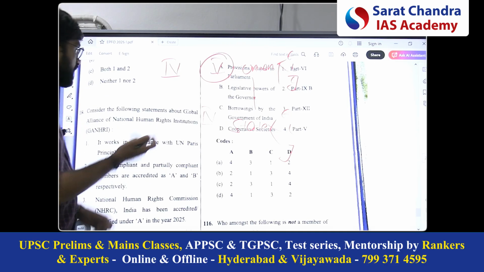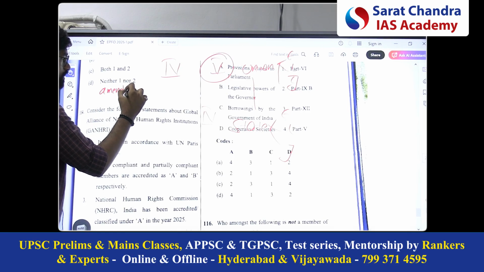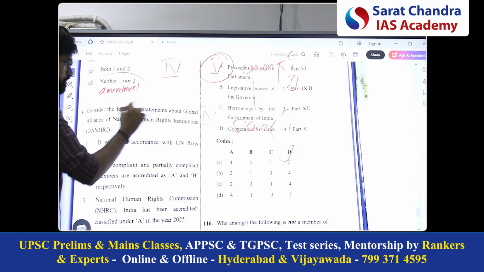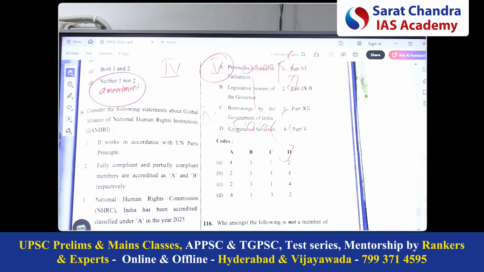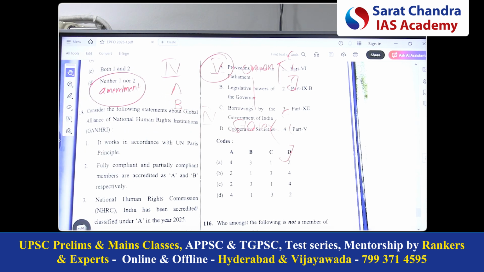Now look at this. And another trick: if through some amendments you have added some parts, that will be given with some capital letters. They give some capital letters next to the article, or next to the parts. So that also is a trick to remember.